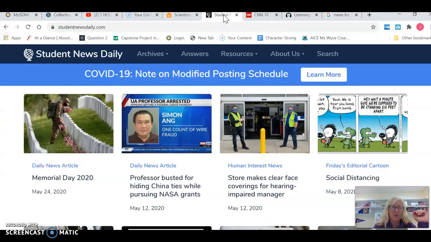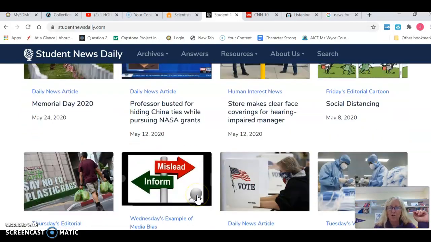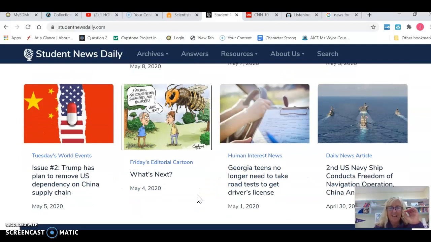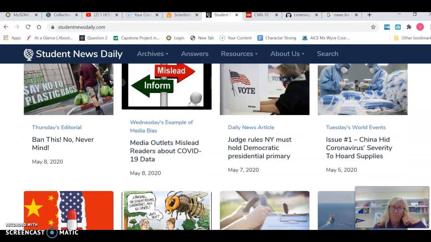Another place that I went to was Student News Daily. And again, lots of articles. It gives you the date when it was written. So some of them aren't as timely as you might like, but they have a lot of really interesting articles, and they're not that old. They're still very relevant.